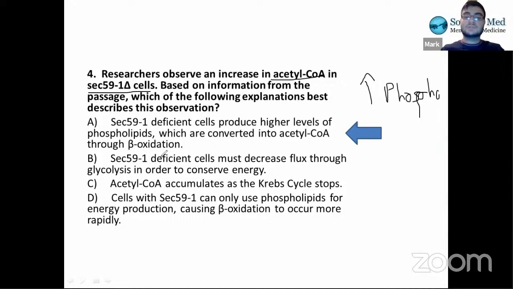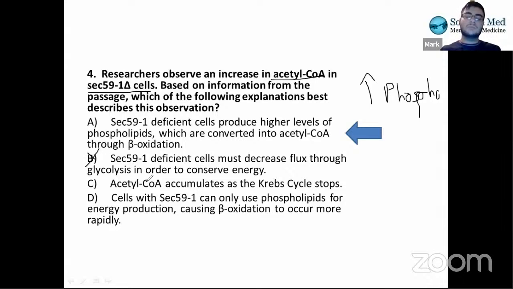B, SEC deficient cells must decrease flux through glycolysis in order to conserve energy. Lipids and glycolysis are not related pretty much at all. A little bit you can have control over it because obviously it happens in your body at the same place. If you're digesting a lot of fats, you don't also want to be metabolizing a lot of glucose at the same time, otherwise you make too much energy. But they're really not connected, and actually having a lot of phospholipids, you would not need to conserve energy. You would actually want to get rid of energy because you have too much of it. So this one doesn't really make sense.